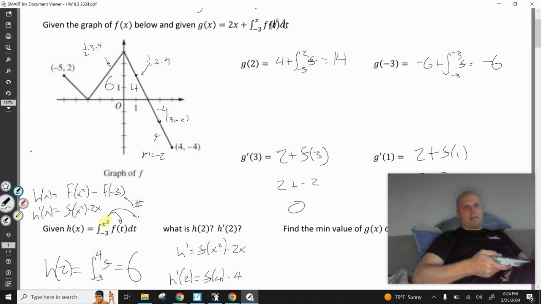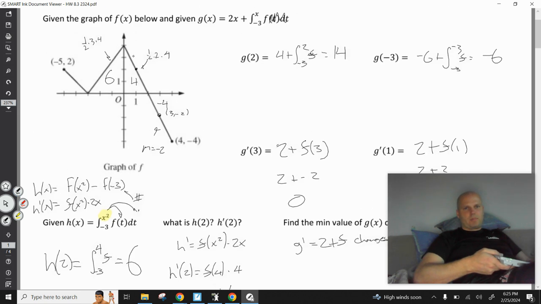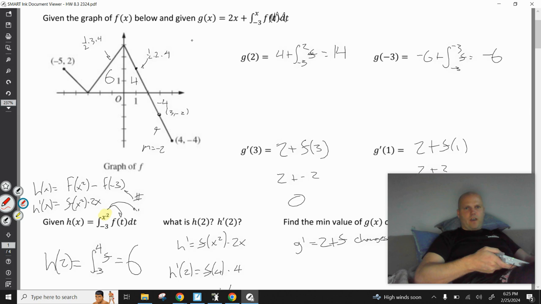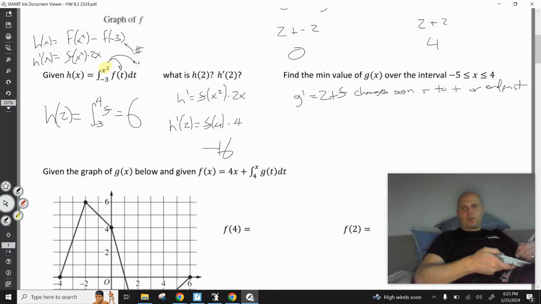Understand why I'm looking for when G prime, which equals 2 plus F, changes sign from negative to positive or an endpoint. Now, it's going to be an endpoint. Why? Because if I shifted everything up 2, this point would get shifted to 0, or if I found when G prime, which is 2 plus F, equals 0, that's like F equaling negative 2. I look at F equaling negative 2. I can see it's above that line. It's greater than negative 2 until 3, and then it's less. We have a max at 3. There's no time when it changes sign from negative to positive.